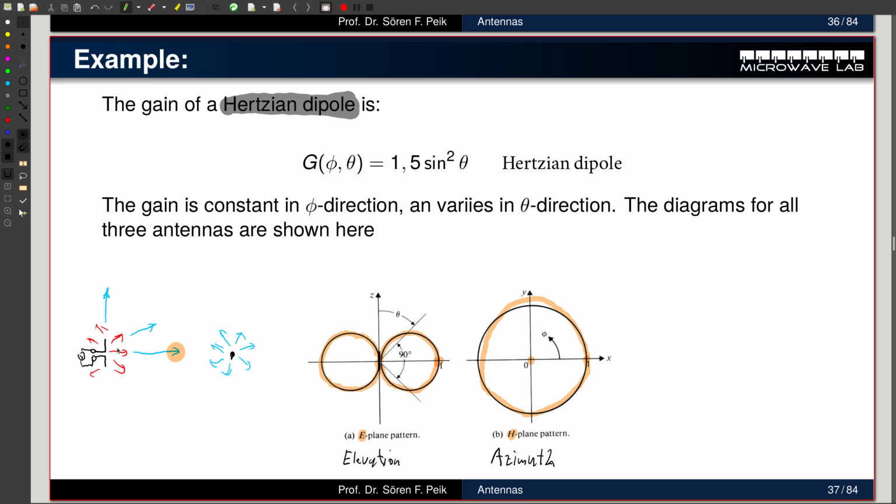and H plane pattern. E plane means the plane where my E field lines are in. And my E field lines are up and down, so my plane is the vertical plane. Whereas my H field lines are like this, they are in the horizontal plane. That's why this is also called the H plane.